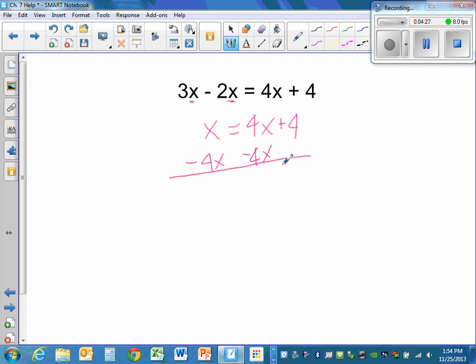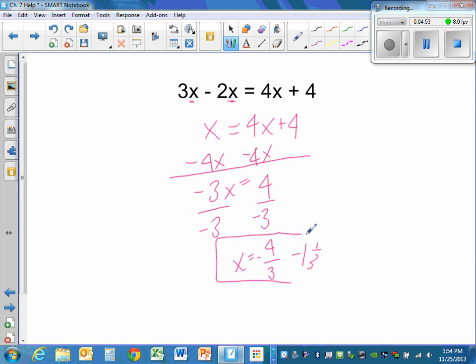Whatever I do to the right, I have to do to the left. X minus 4x leaves me with negative 3x equals 4. I then need to divide both sides by negative 3. And I'm left with x equals 4 over 3. Okay, you can always simplify that down to negative 1 1/3 also. Go back and plug those in, make sure that answer is correct, and then you are done.